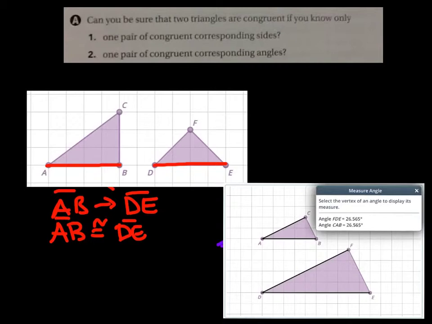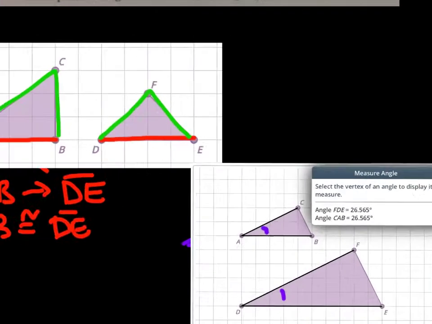However, can we now say that the triangles are congruent because we have one side length that is? No. This triangle is clearly much larger, it's taller, than the other triangle. They don't have the same area, they probably don't have the same perimeter. They are definitely different triangles. As well, we can look at one triangle that has the same angle as another triangle, and once again, can we see that they're congruent? No. In fact, these two triangles look similar.